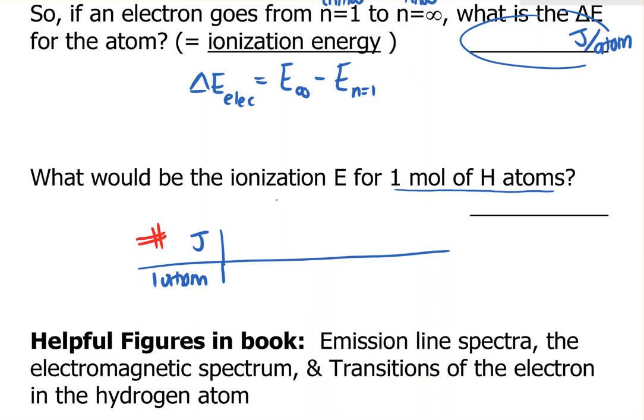When we think about numbers of atoms and going to moles, what do you think we use there? For that step, you'll need to use Avogadro's number. And then also we're going to convert this to kilojoules.